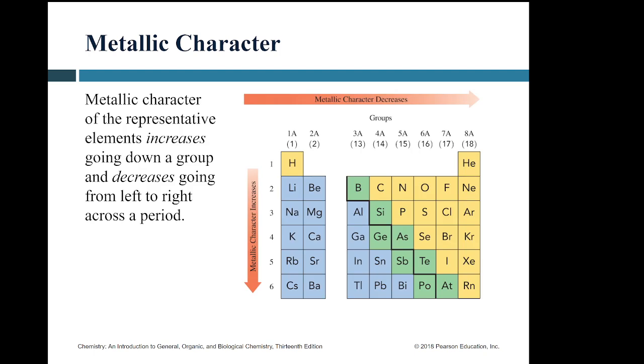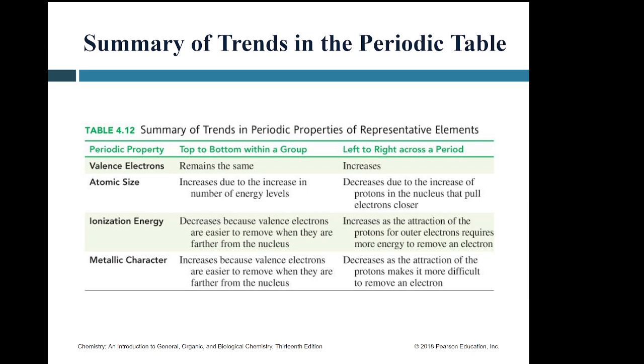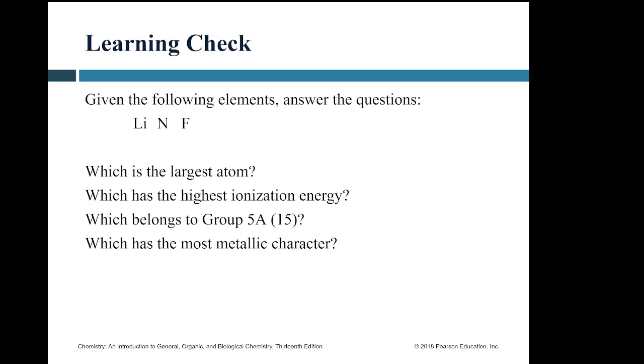Same trend again. And so again, we have that overall trend of metallic character that matches the previous trends we've talked about. So potassium or lithium, which has more metallic character? Yeah, potassium. Which has more metallic character, sulfur or silicon? Silicon, exactly. Potassium or bromine? Yeah, this one's kind of nice because some of these are metals and some are not, right? This is just a summary of those same relations.